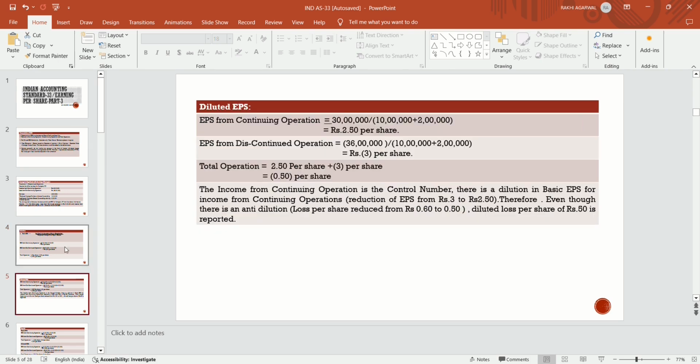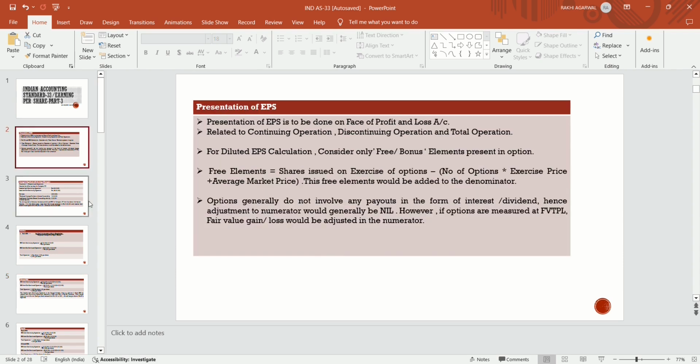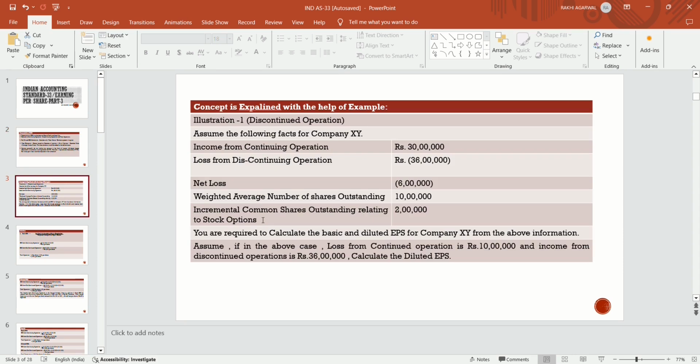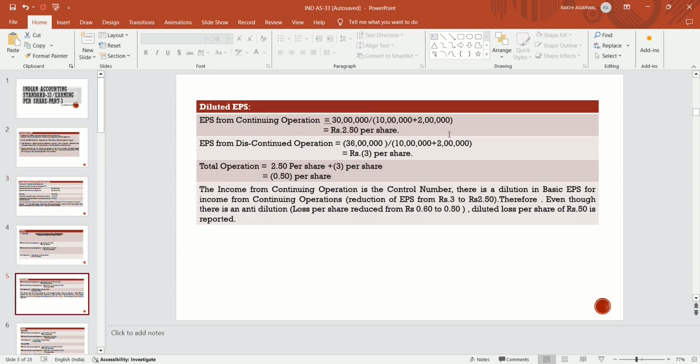Now we will calculate the diluted EPS of part A. The EPS from continuing operation is 30 lakhs, and we have to give the potential effect in calculating the diluted EPS. One hour becomes 10 lakhs, which we are taking in the calculation of basic EPS, but the incremental common shares outstanding related to the stock option are also given, that is 2 lakhs. So the diluted effect is given in order to calculate the diluted EPS.